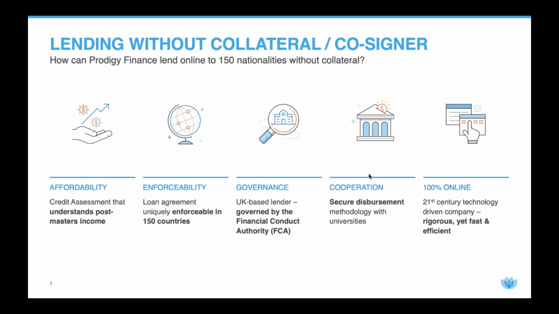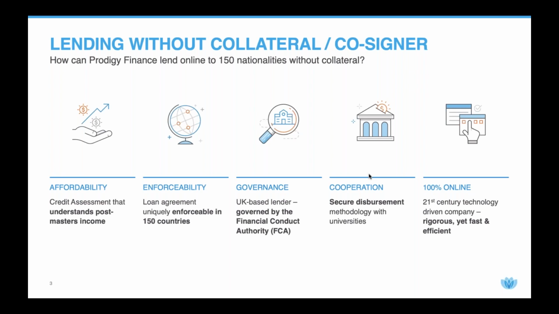One is we have a unique credit assessment that understands your post-master's income. We understand that you're going to a really, really good school, right? So if the school has decided that you are deserving enough to be in their cohort, we don't want to second guess that with collateral or a cosigner, because we understand you're going to a top school in the world and you probably deserve the best funds at the best terms and conditions.